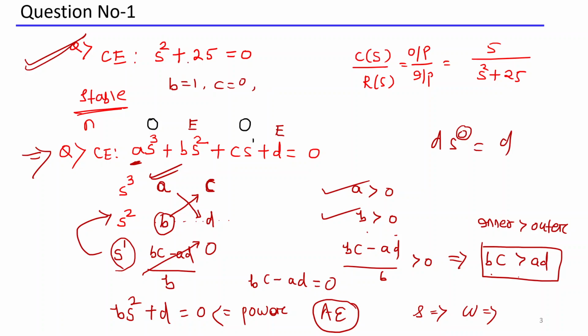If the system is marginally stable, then what is the damped frequency of oscillation? Just find out omega from this equation: s square plus 25 equal to 0. So s equal to plus minus j5. What is the damped frequency of oscillation? s equal to plus minus j5, so omega equal to 5. So the answer is 5 radian per second.